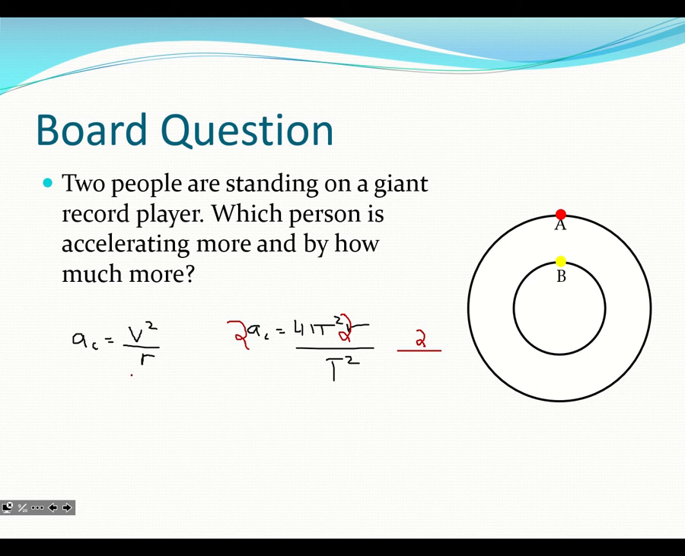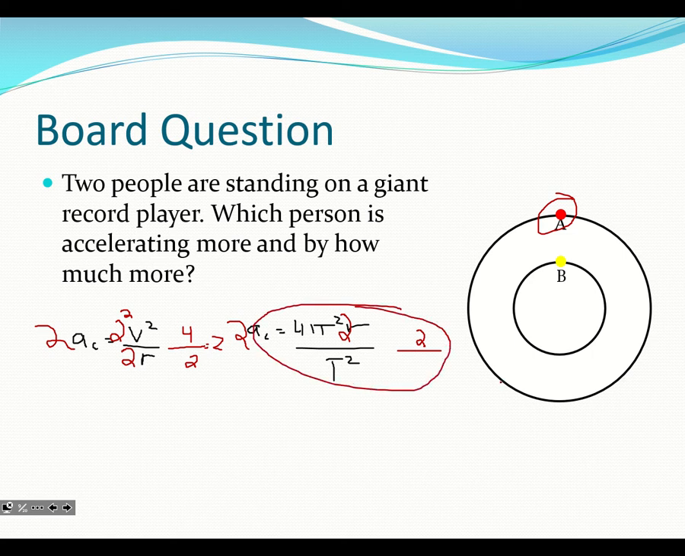Right? If we use this one, it's a little bit more complicated. The radius is doubled for A. But you have to remember the velocity is also doubled, and because the velocity is squared, we have to square that as well. So 2 squared is 4. 2 on the bottom is 2, which gives 2. So both say that the acceleration is double for A. Because it has a bigger radius, it's going to have double the acceleration, but this one's just a little bit easier to use. So it should be 2 times the acceleration for A.